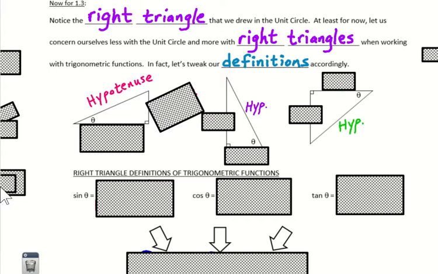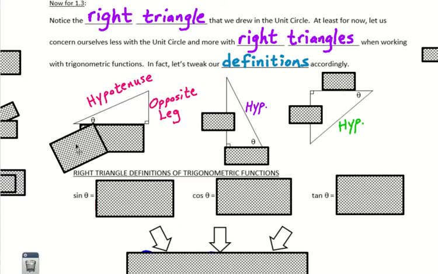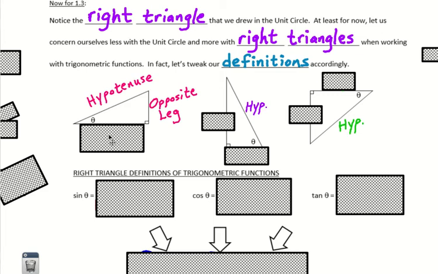we're going to have to differentiate between the two legs, right? So if that's theta, we need an angle of reference, a point of reference, to differentiate between the two legs. And so according to this angle, if we were referencing from this angle, then this leg would be the opposite leg, and the other leg would be the adjacent leg. All right?